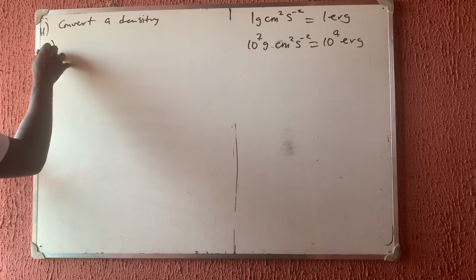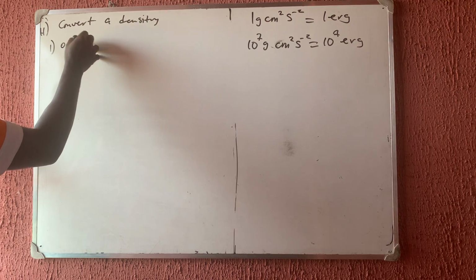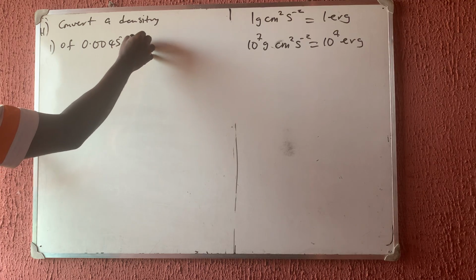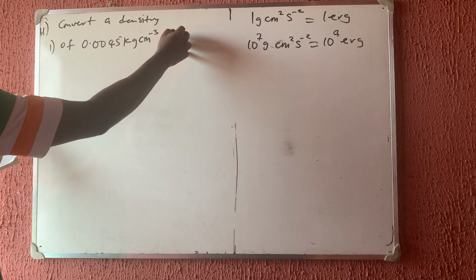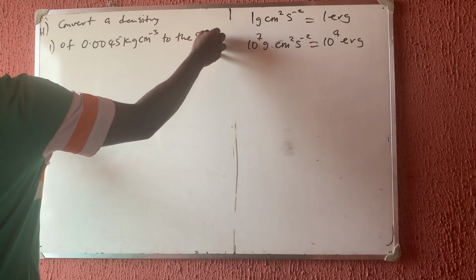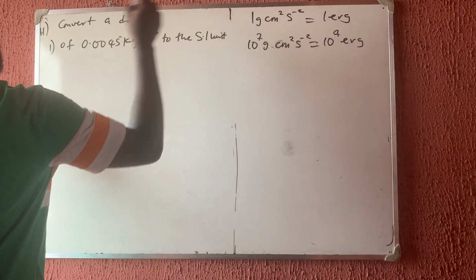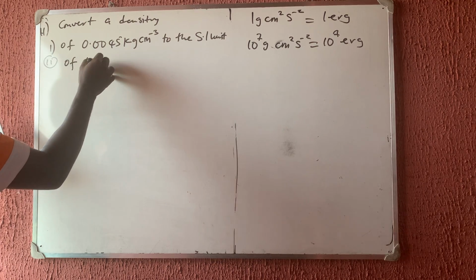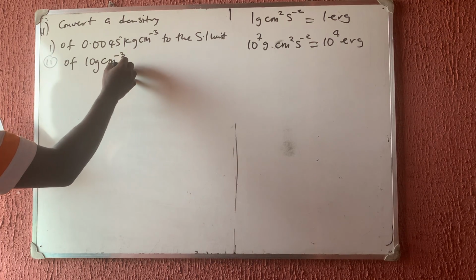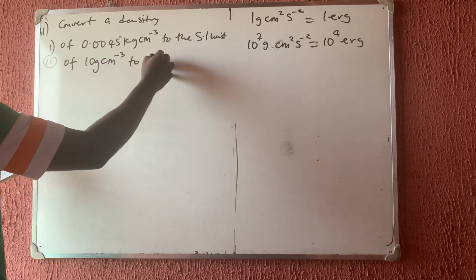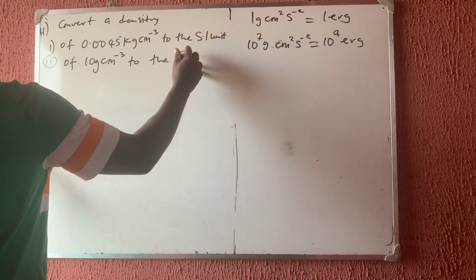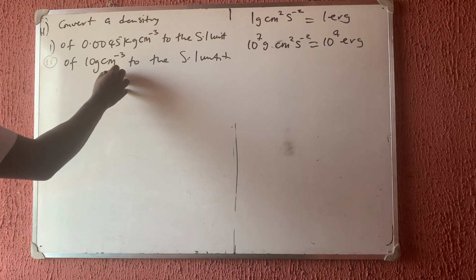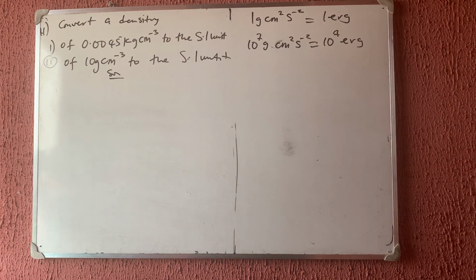The first one said convert a density of 0.0045 kilogram per cm cube to the SI unit. Then question number 2 said convert a density of 10 gram per cm cube to the SI unit. That's the last question we're going to solve for this chapter.